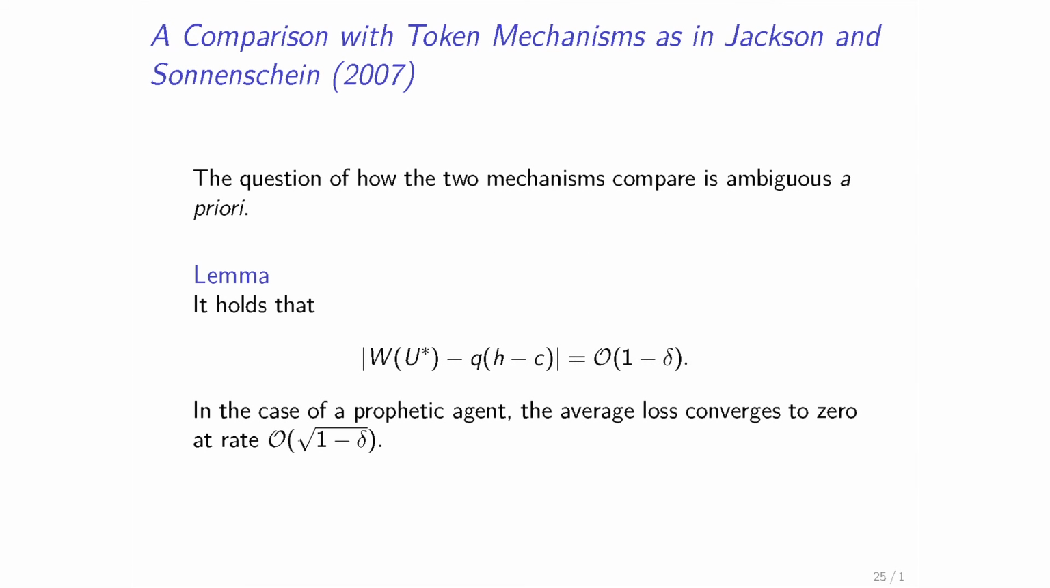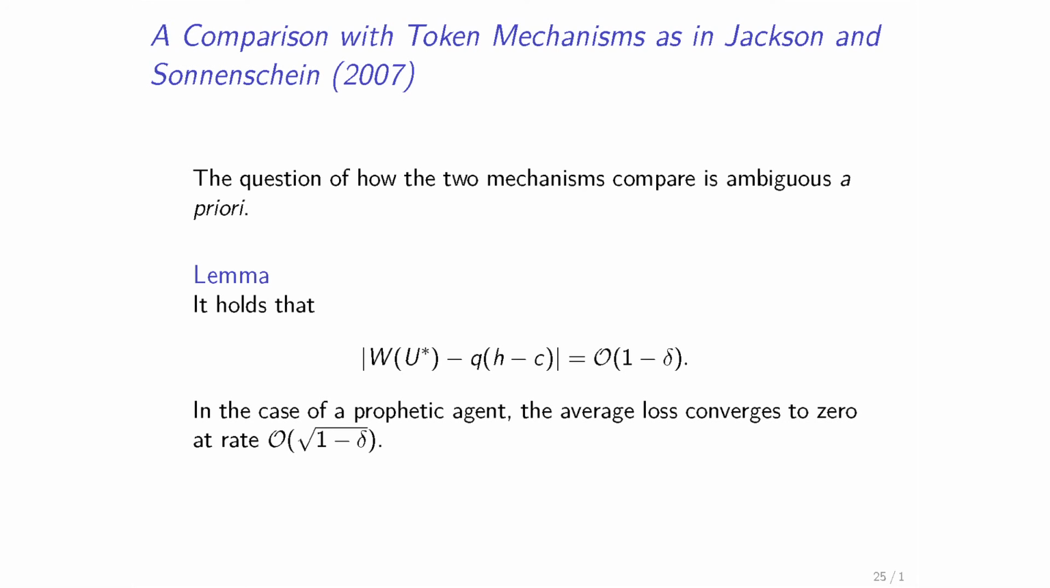Now, the second question: what is the performance of the optimal mechanism in these two environments? We know that the token mechanism is not optimal here, right? We have shown that the optimal mechanism is not a token one. It's not a discounted token one either.